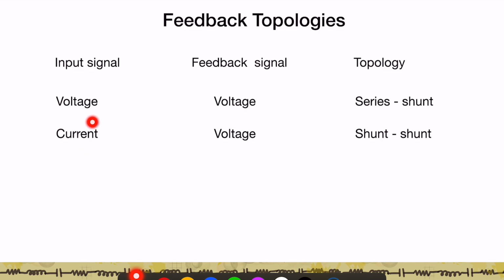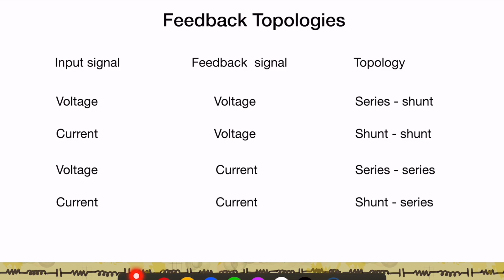Similarly, if my feedback is a current, and I'm adding currents at the input of the circuit, but I'm sampling a voltage, then my input is a shunt and my feedback is being sampled as a shunt. So this is going to be a shunt-shunt topology. Similarly, if my input is a voltage but my output is a current, I'm sampling a current and converting it to a voltage, then it is essentially a series-series topology. And finally, if I have an output current which is being sampled and sent in as an input current, then I have a shunt-series.